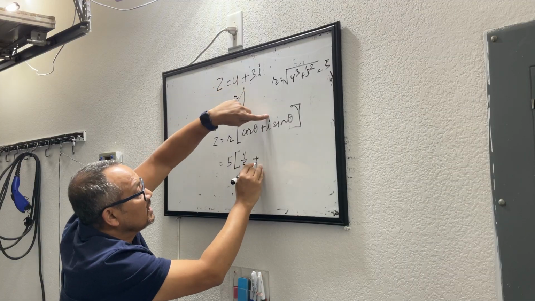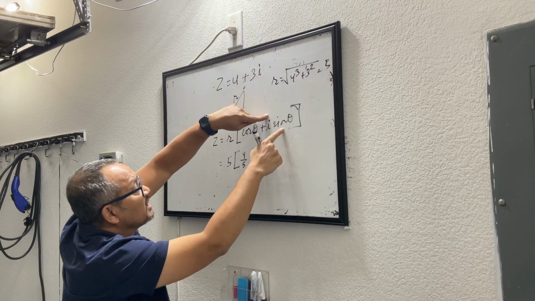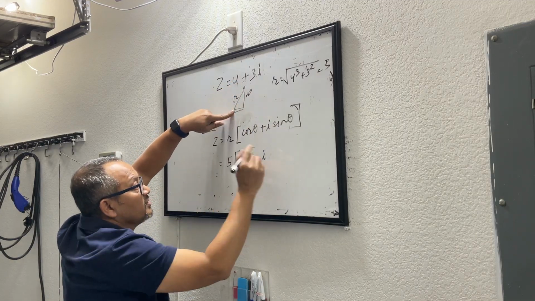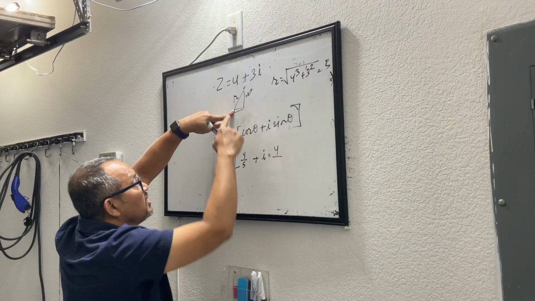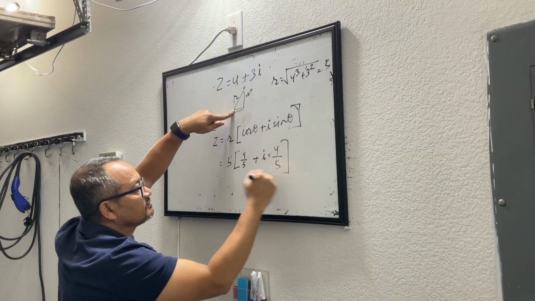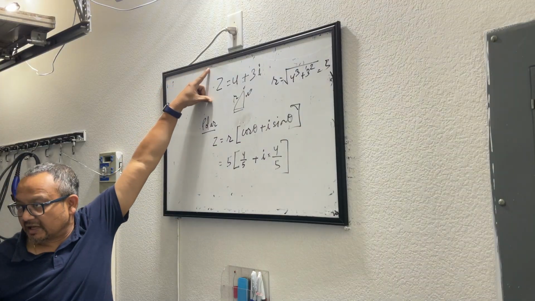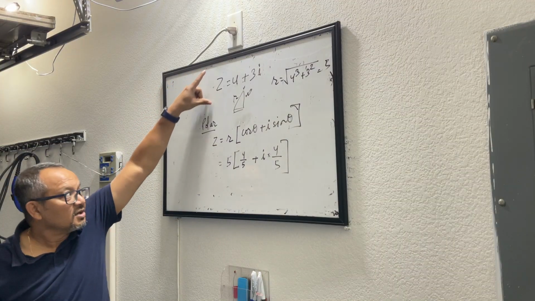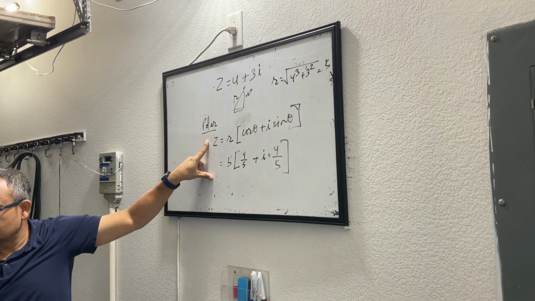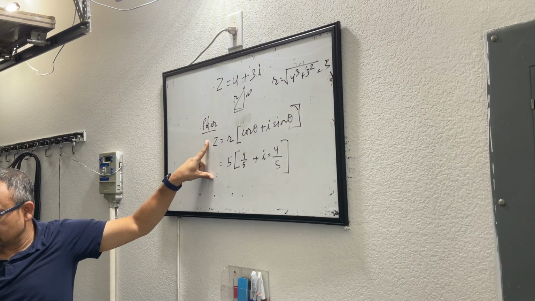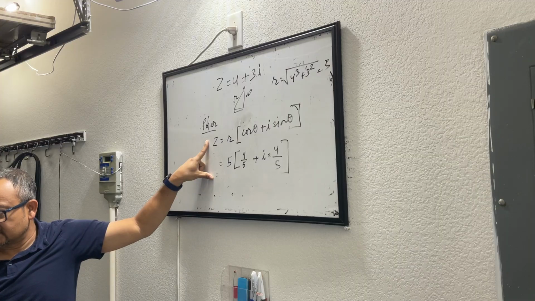plus i times sine of theta. Sine theta is here, the opposite one, 4. The imaginary component, 4 over r, which is 5. So this is the rectangular form of a complex number. This is the polar form of a complex number. Does it sound okay?